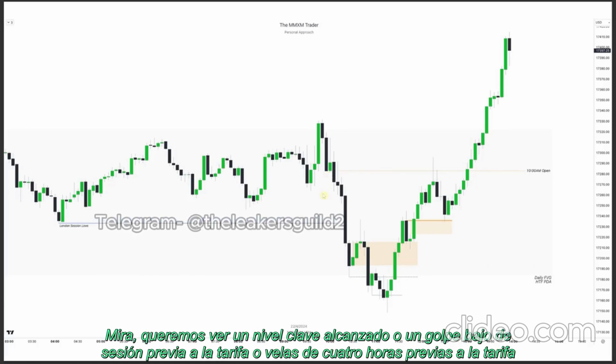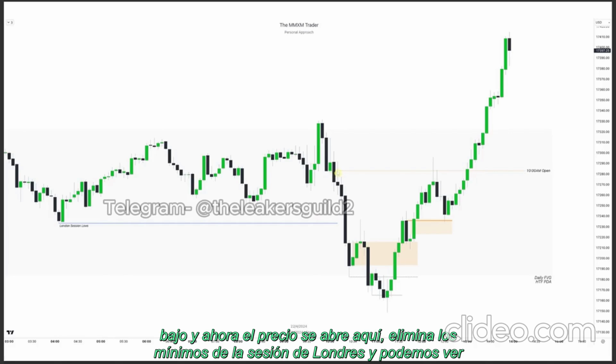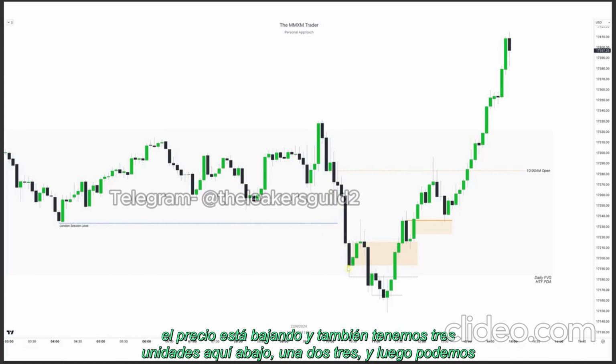We want to see a key level hit or a previous session low hit or a previous 4-hour candle's low. And now price opens up over here, takes out London session lows, right? And we can see price declining. And we also have 3 drives down here, right?